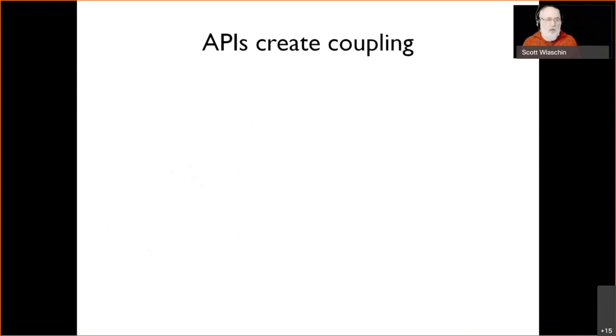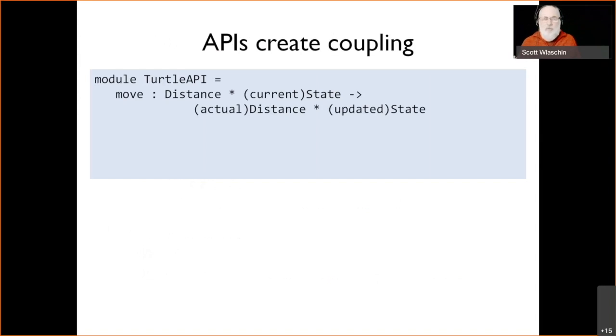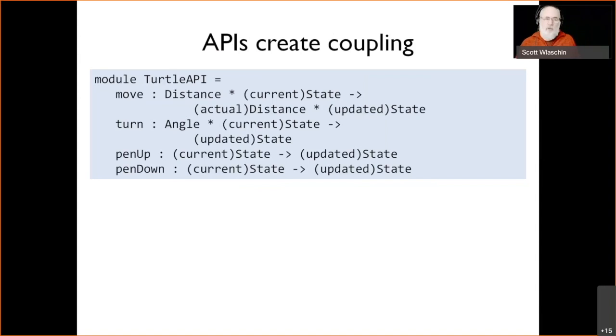Right. So when we design an API, we are actually creating a coupling in terms of exactly what's going on. Let me give you an example. It's harder to talk about. So here's the move function, and I pass in a distance and the current state, and I get back the actual distance moved and the updated state. And if I turn, I pass in the angle and the current state, and I get back the updated state, and so on and so forth. So that's the kind of original API I would have had for a functional version.